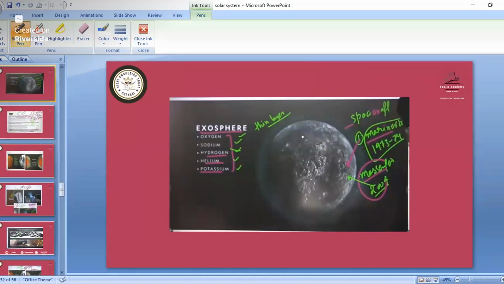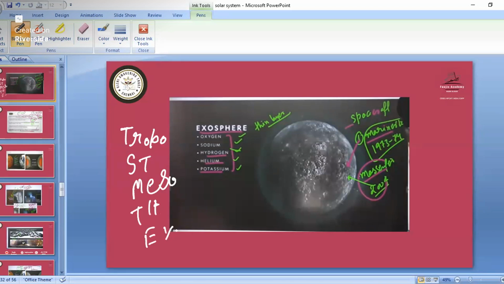Now we had seen the inner part, the core of Mercury. Now we'll see the outer part, that is the exosphere. Similarly, in our Earth's atmosphere we have layers: troposphere, stratosphere, mesosphere, and thermosphere. Then at the end, the outermost, we have the exosphere.